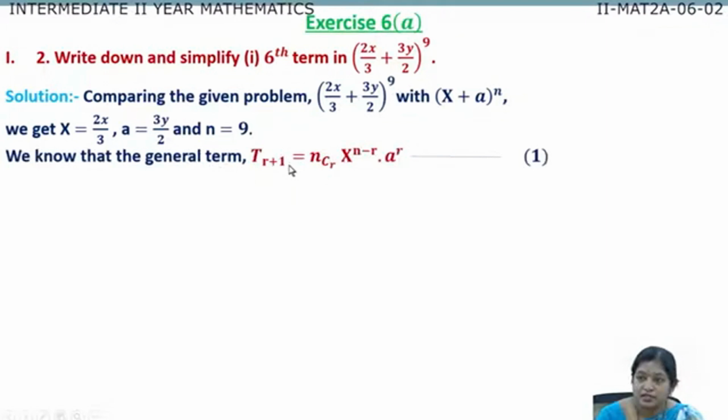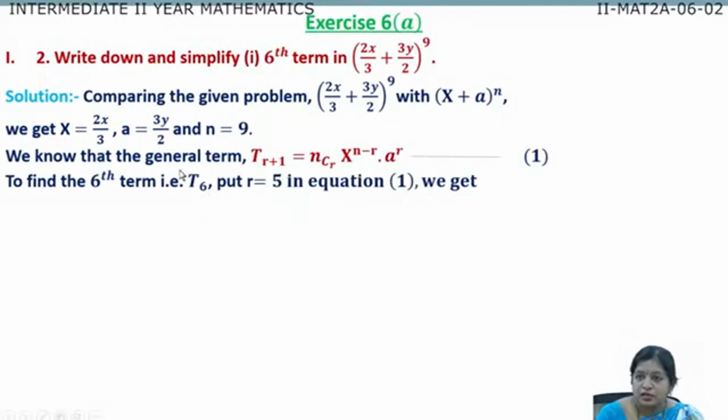We know that the general term t(r plus 1) is equal to nCr x to the power of n minus r into a power r. So what we need to find is the sixth term, that is t6. So how much should I put here in the place of r to get t6? When we put 5 in the place of r, we get t6, so the r value is 5.